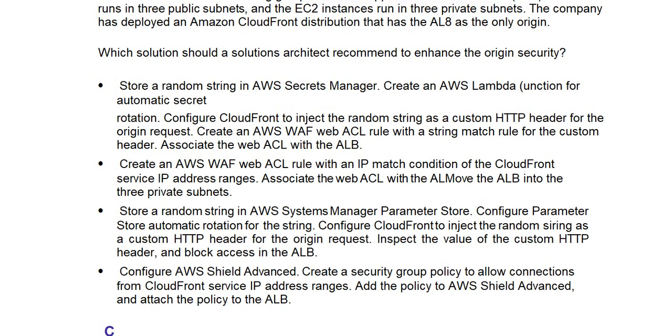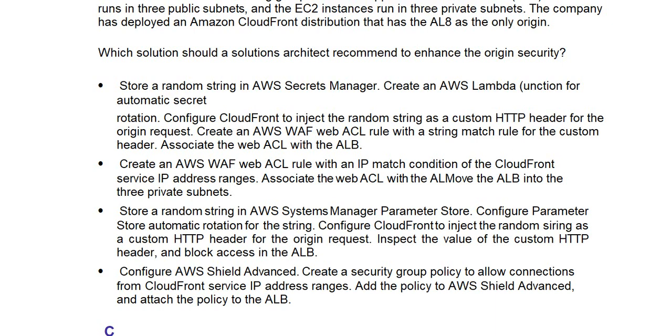Option C. Store a random string in AWS Systems Manager Parameter Store. Configure Parameter Store automatic rotation for the string. Configure CloudFront to inject the random string as a custom HTTP header for the origin request. Inspect the value of the custom HTTP header and block accesses in the ALB.